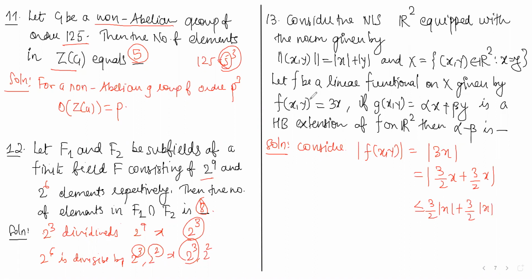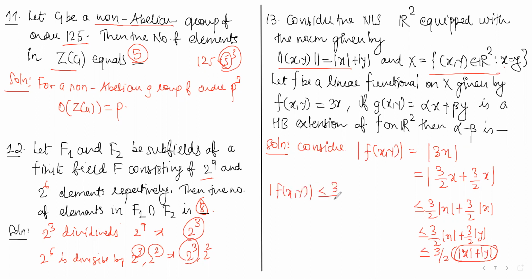But I know that f is defined on X, and X is a normed linear space, and it says that x is equal to y. So I can replace this mod x by mod y here, taking 3 by 2 common. So it will be mod of x plus mod of y, and this is nothing but my norm. So I got mod of f of x comma y is less than or equal to 3 by 2 times the norm of x comma y. This implies f is bounded, and the linear functional they have already given. So f is a bounded linear functional.